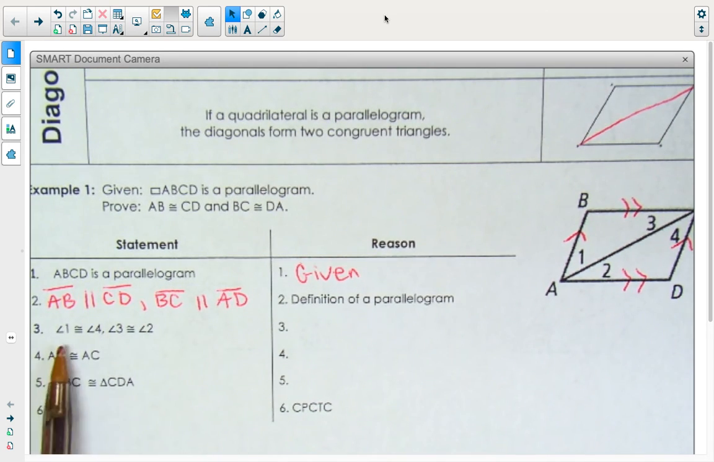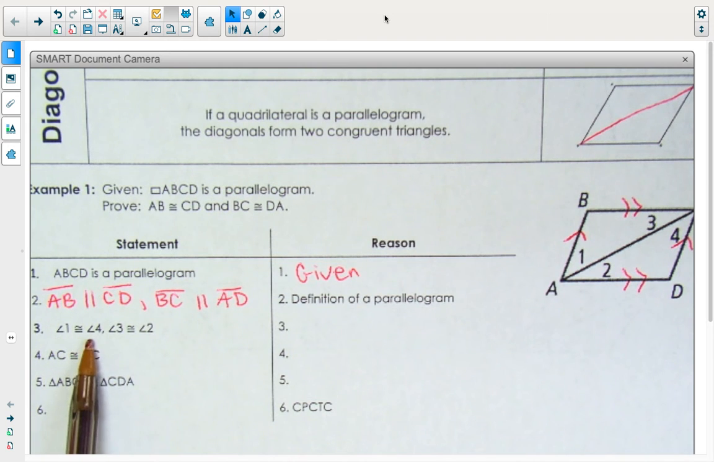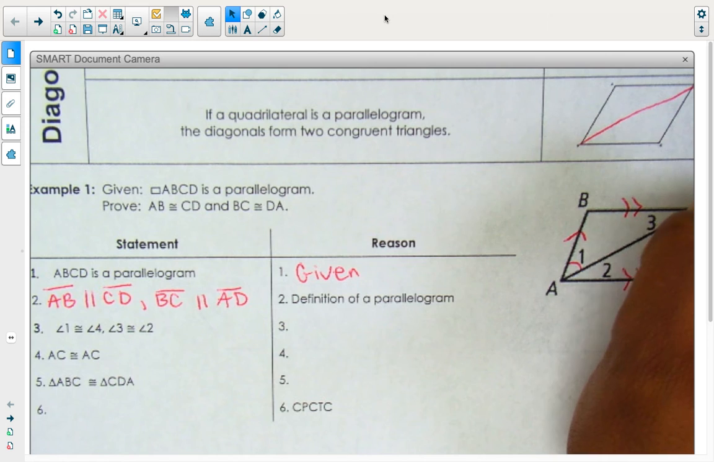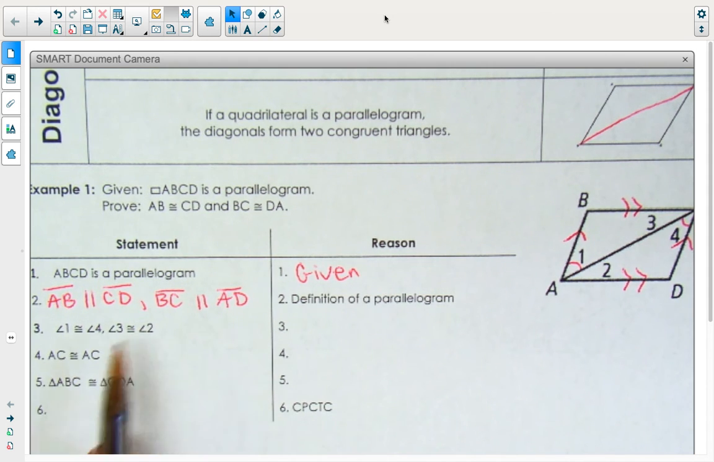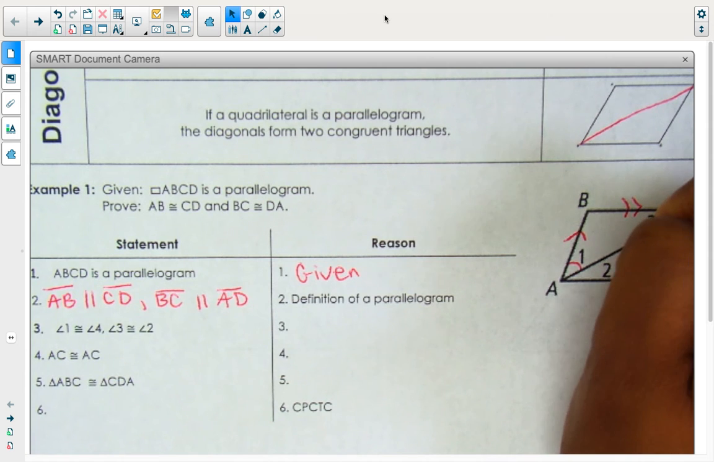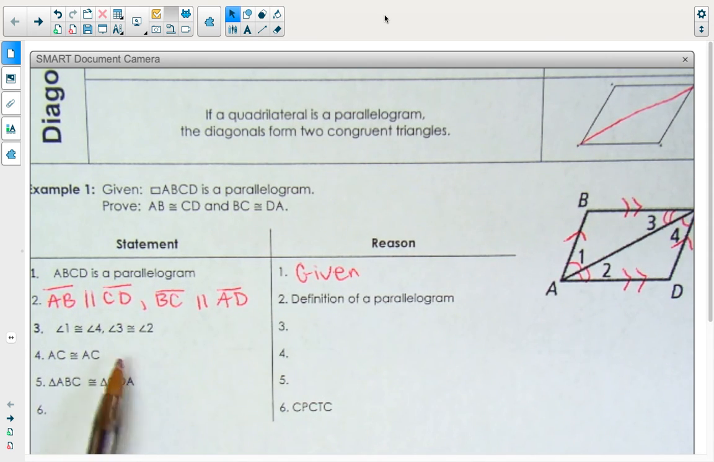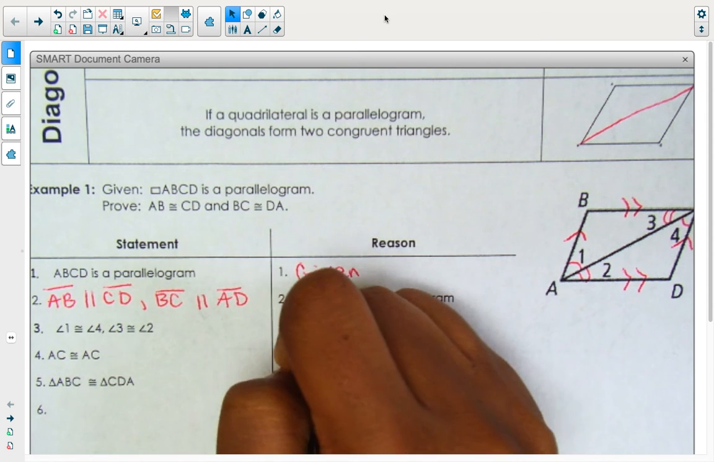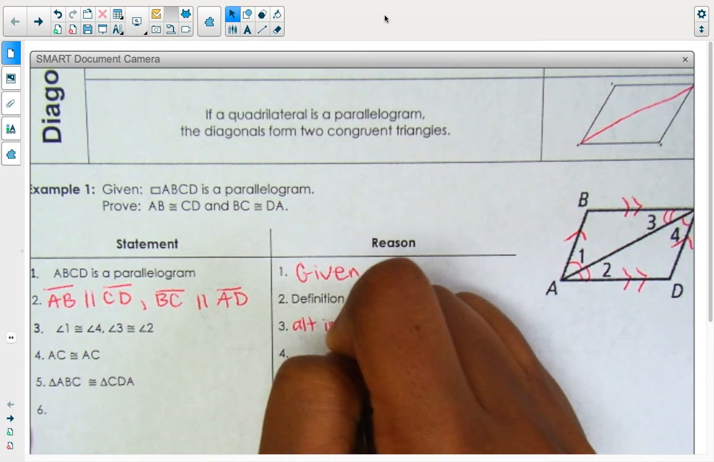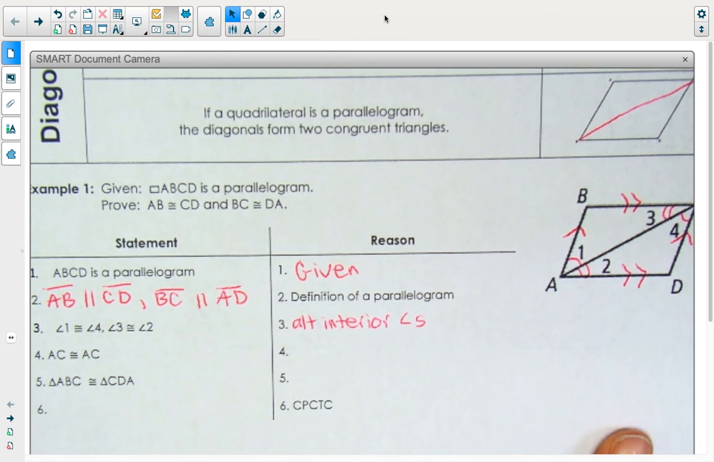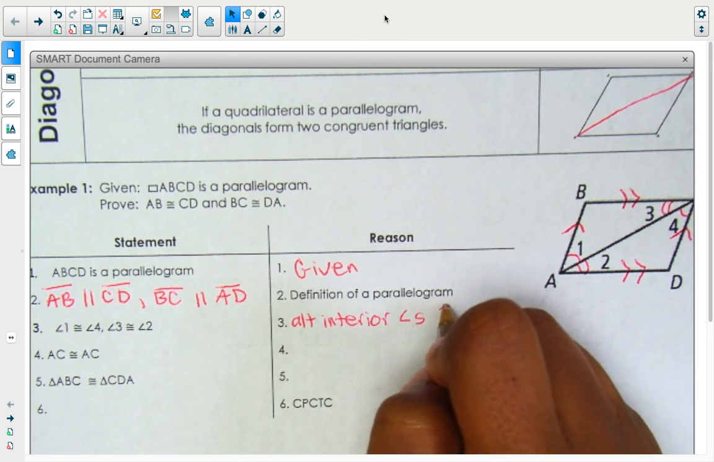Number 3, angle 1 is congruent to angle 4. So I'm going to draw that over here. Angle 1 is congruent to angle 4. And then angle 3 is congruent to angle 2. So how do we know that? Because they are alternate interior angles. So alternate interior angles are congruent.